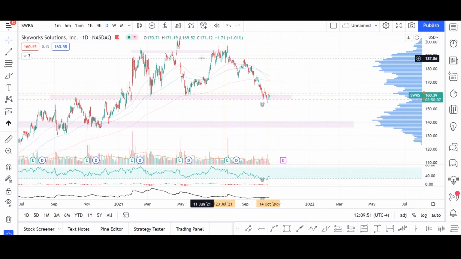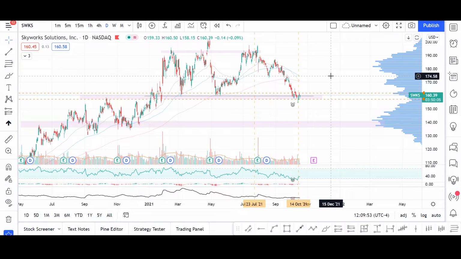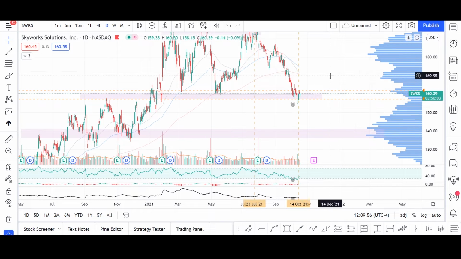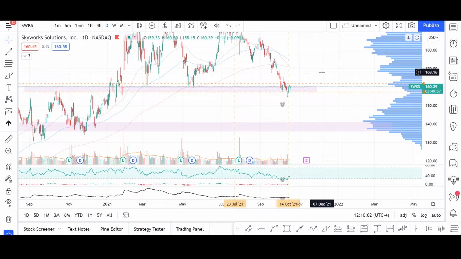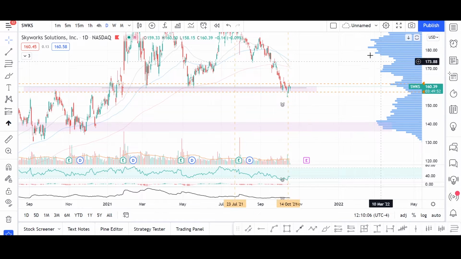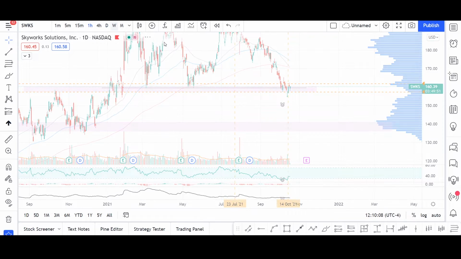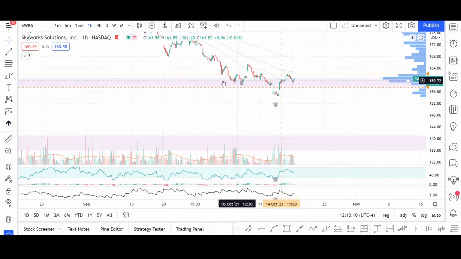On Skyworks Solutions, we could find recently very interesting price action behavior that is very important for us in order to learn very important things. So let's approach the Skyworks Solutions stock chart a bit closer.